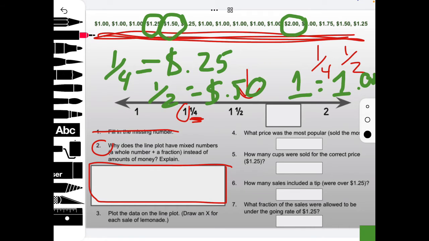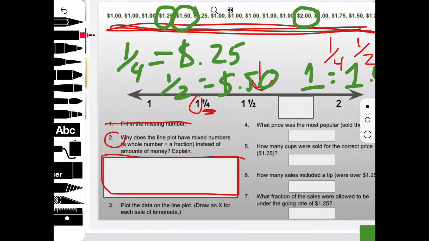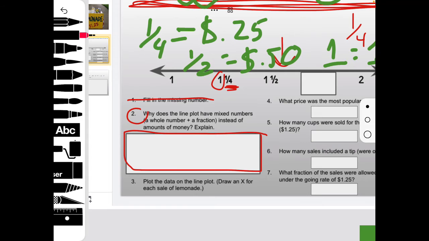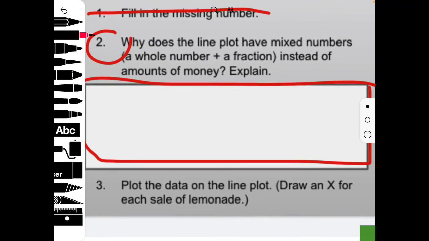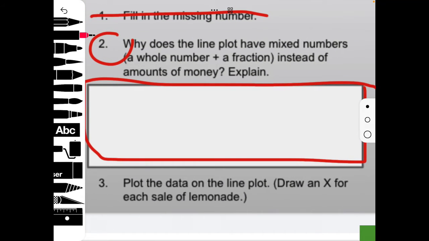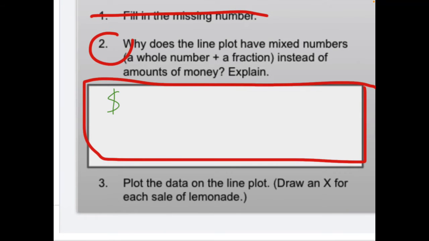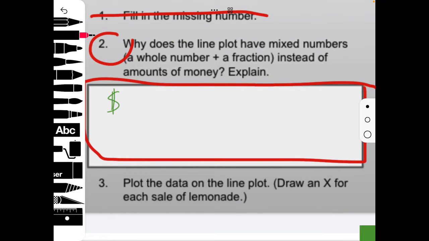Now, how can you put all of that into words? Well, down here, I would write, it says, why does the line plot have mixed numbers instead of amounts of money? If you had all these dollar symbols in there, it could look confusing, the line plot. Also, the fractions are the amount of money or amounts of dollars.